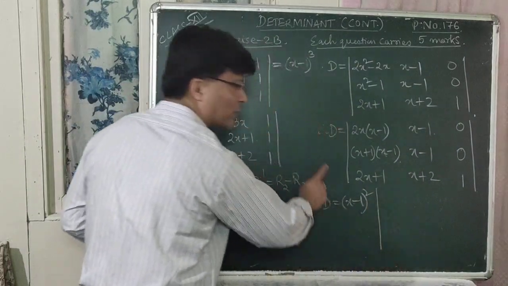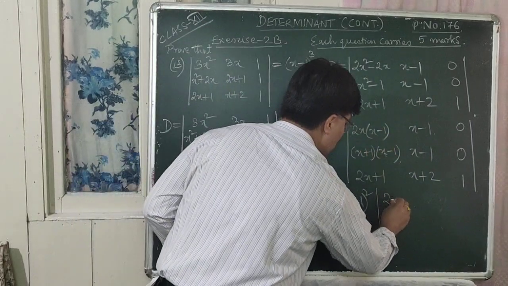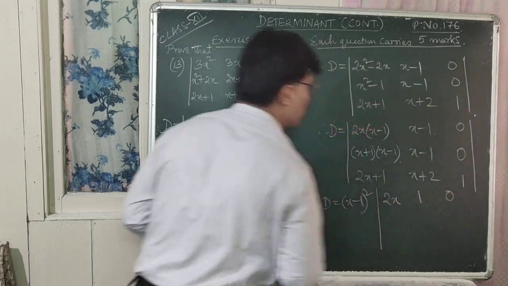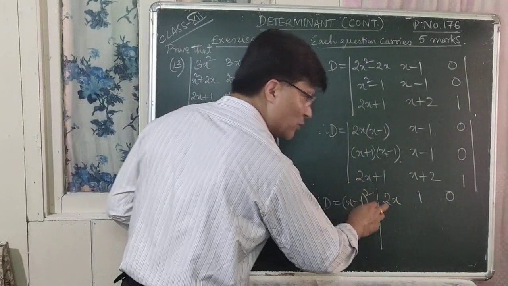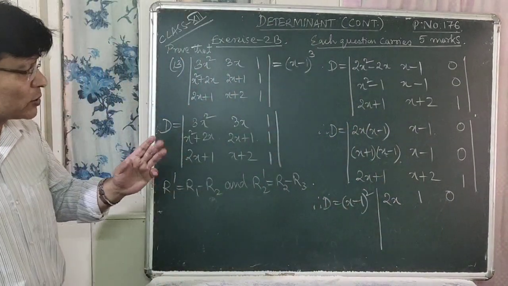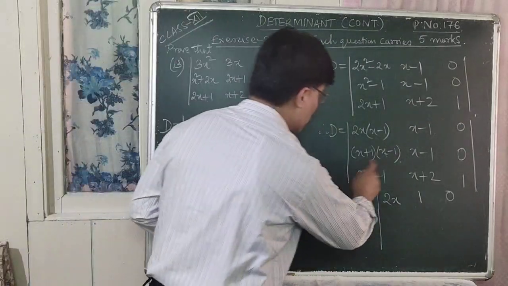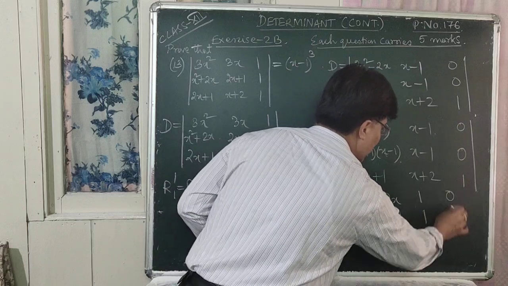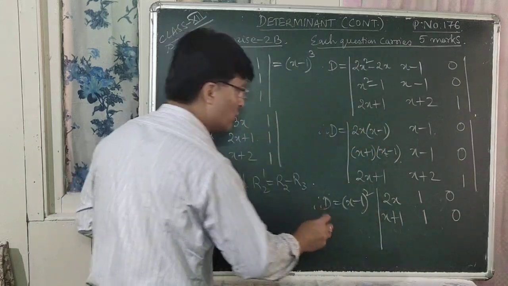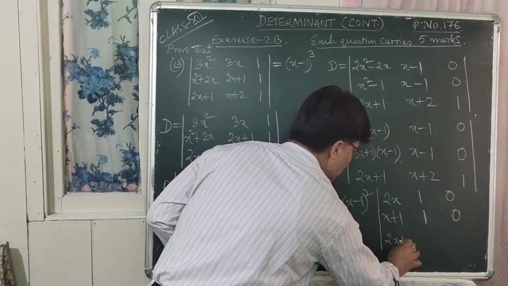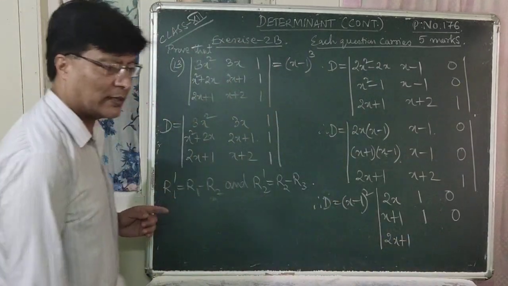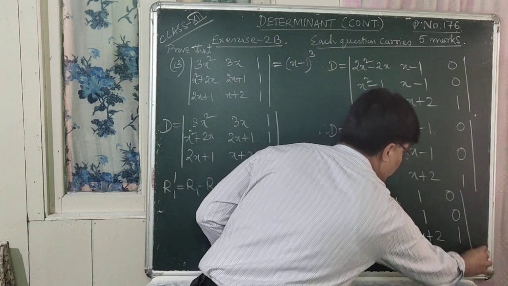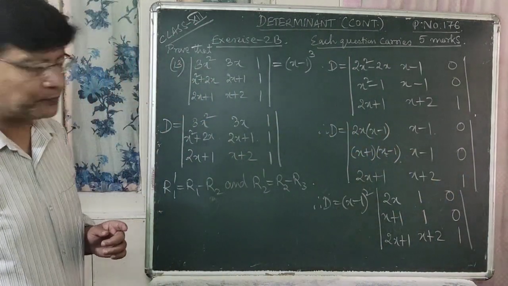So now what is the first row here now? It is 2x, right? This is 1 and this is 0, right? Second row, from the second row also x minus 1 is taken common. So it is x plus 1, this is 1 and this is 0. Third row remains same, that is 2x plus 1, right? Then x plus 2, then 1. Okay?